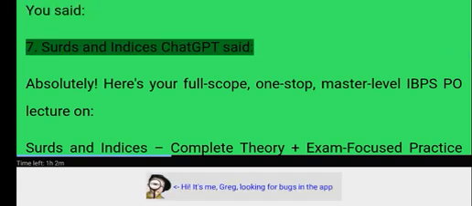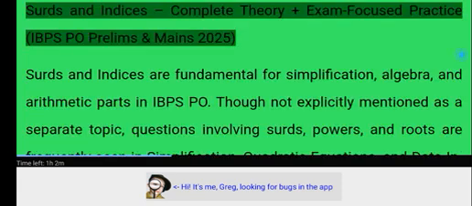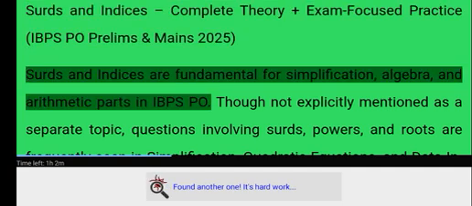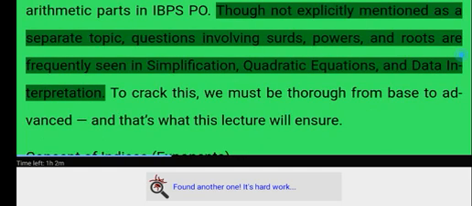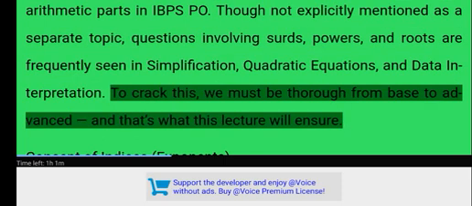Surds and indices. Here's your full scope, one stop, master level IBPS PO lecture on surds and indices, complete theory plus exam focus practice, IBPS PO Prelims and Mains 2025. Surds and indices are fundamental for simplification, algebra, and arithmetic parts in IBPS PO. Though not explicitly mentioned as a separate topic, questions involving surds, powers, and roots are frequently seen in simplification, quadratic equations, and data interpretation. To crack this, we must be thorough from base to advanced, and that's what this lecture will ensure.